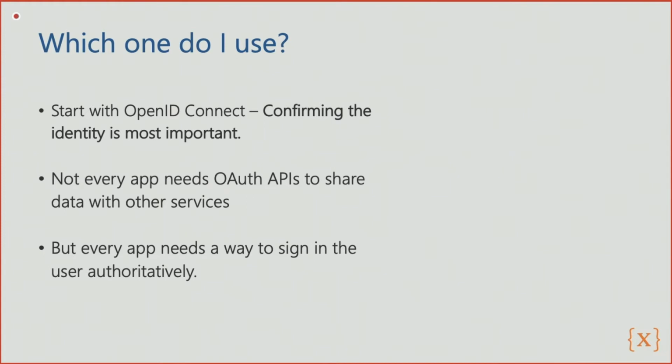You start with OpenID Connect. Not all applications need to share APIs with other services, right? If you're a business and you're building an application, you might not have a need to expose those APIs to other developers, right? You just might want to sign in and consume identity. So don't worry about OAuth. Start with OpenID Connect until your requirements change to share that API externally with others. Then we can talk about OAuth. And that's my last point there. Not every app needs OAuth APIs to share data with other services, but your app will need a way to sign in the user authoritatively.